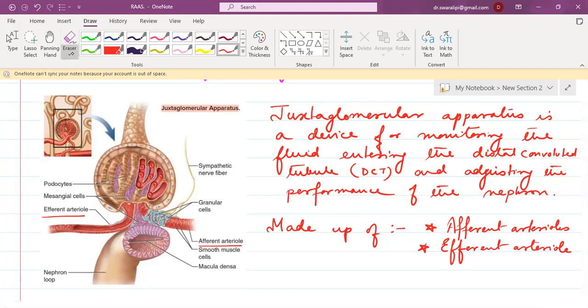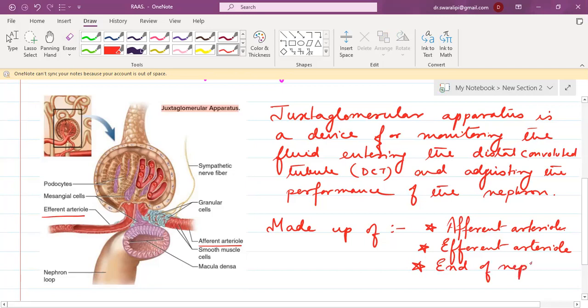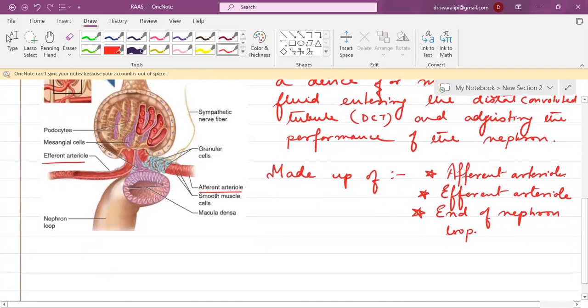Fine, understood. So we find the afferent arteriole, the efferent arteriole, and the third thing is the end of the nephron loop. That means when the loop of Henle is ending and it is just forming the distal convoluted tubule. Now what happens is like this.